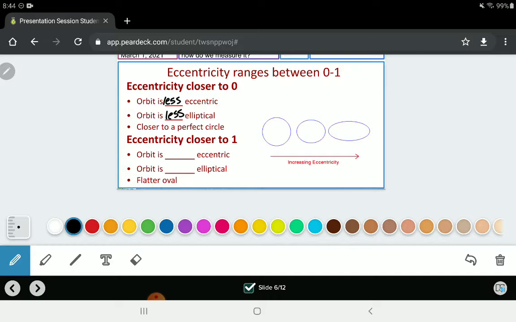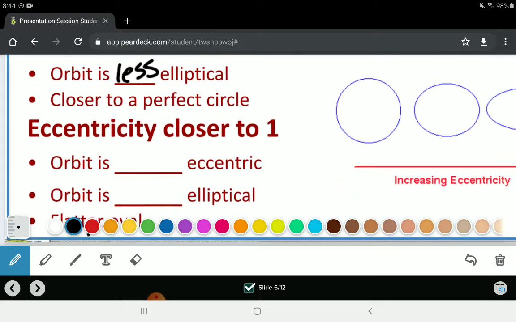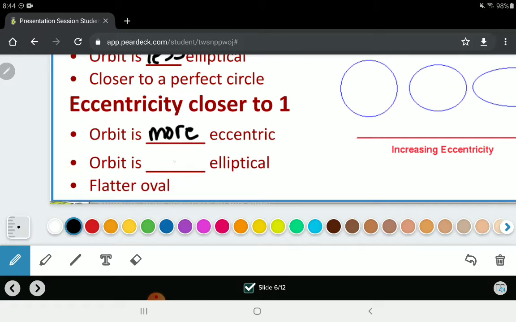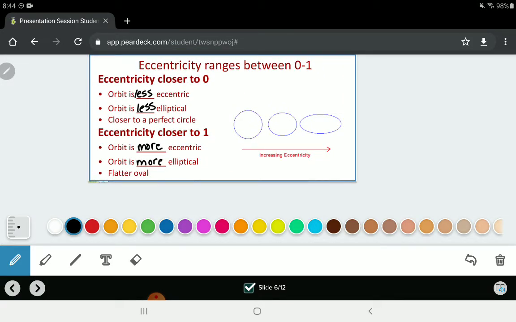If eccentricity is closer to 1, that means that the orbit is more eccentric, which is more oval-like, and that means that the orbit is more elliptical. So more eccentric equals more elliptical. Less eccentric equals less elliptical. So you can go ahead and label there's less and then more. So this is closer to 0. And it can go up to 1, which is a perfectly straight line.